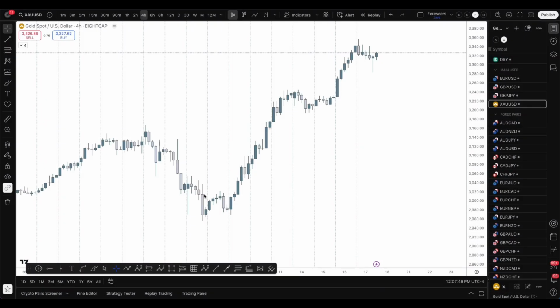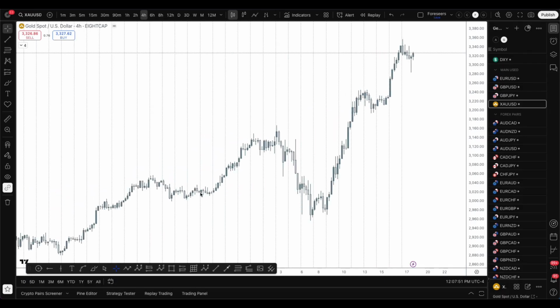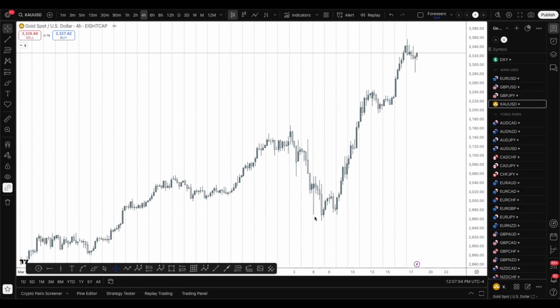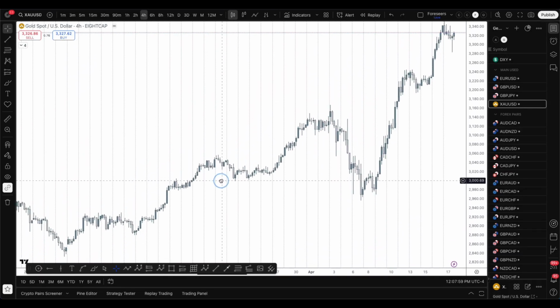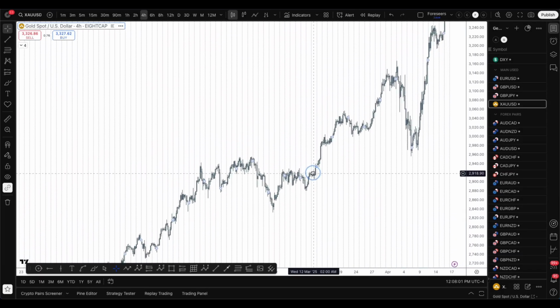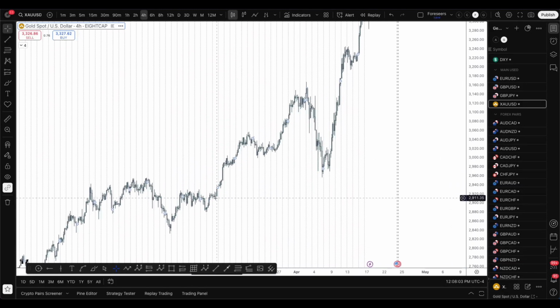Okay, so for this example, I will be using gold, and I'll be on the 4-hour time frame. So what can you tell? It's very easy to tell that it's bullish, right? It's going to be very easy for me to mark up my charts. So here I will just use this here as an example.